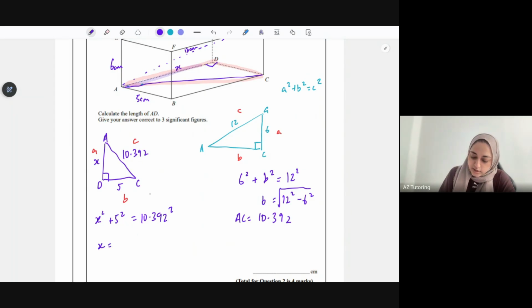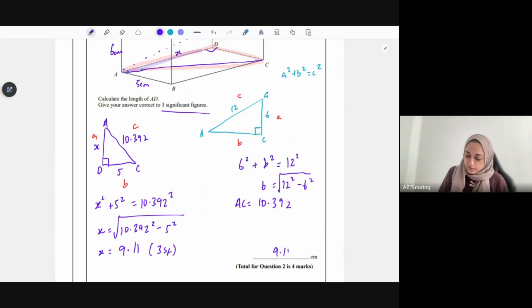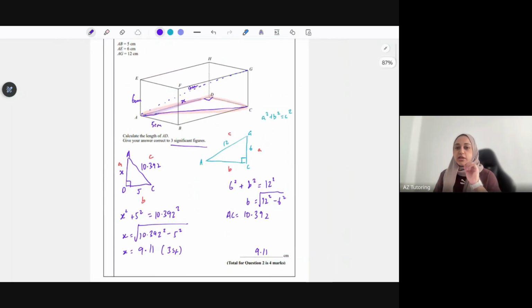So therefore, X equals 10.392 squared minus 5 squared, and we square root all of it. And then putting that in the calculator, we get 10.392 squared minus 5 squared. So we get 9.112, 3 significant figures. They've asked for 3 significant figures. So 9.11. So you can see it's a bit of trial and error with these shapes. The first shape that I chose didn't work, but then we saw that we've got AC. We pulled out AC, worked out AC, and then we used that AC to work out the bottom triangle. And we found the length of AD.